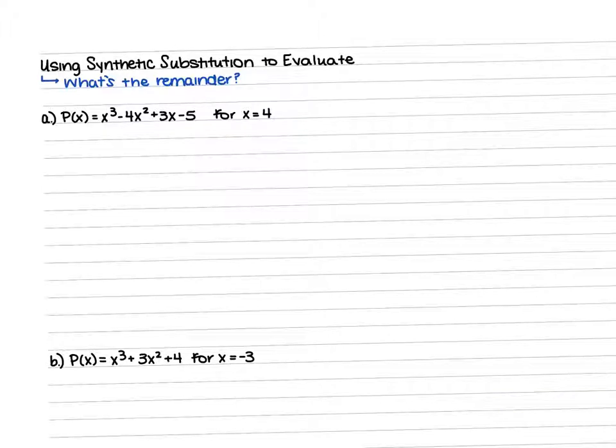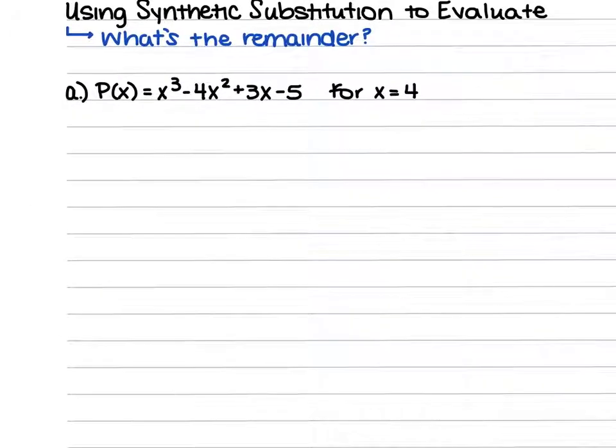Excuse me. Using synthetic substitution to evaluate. Sorry, I did say division. Using synthetic substitution to evaluate, which is just like synthetic division. So when we evaluate this, normally, that says p of x is equal to x to the third power minus 4x squared plus 3x minus 5.